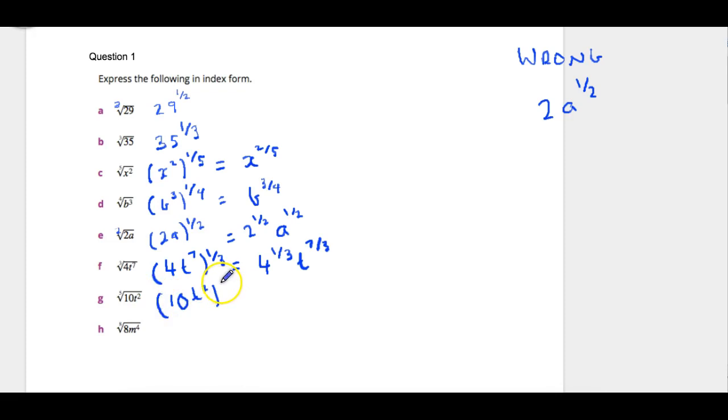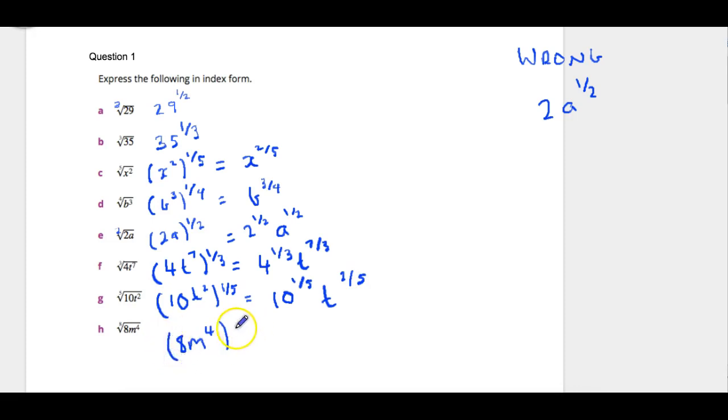It's very loud. Okay, so whatever is under the root sign, 10t squared, and then to the power of a fifth, 1/5. So then it's 10. It's very loud. Can you hear it? 10 to the power of 1/5 t, and then we multiply those t to the power of 2/5.